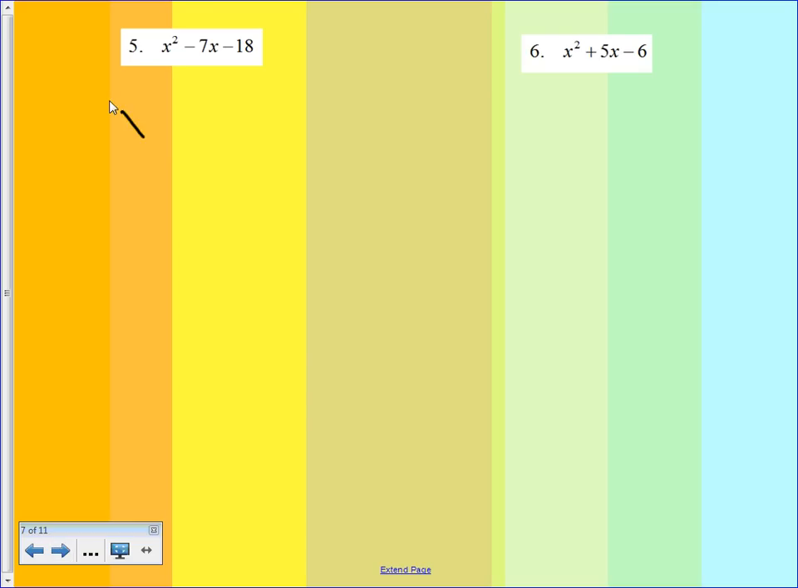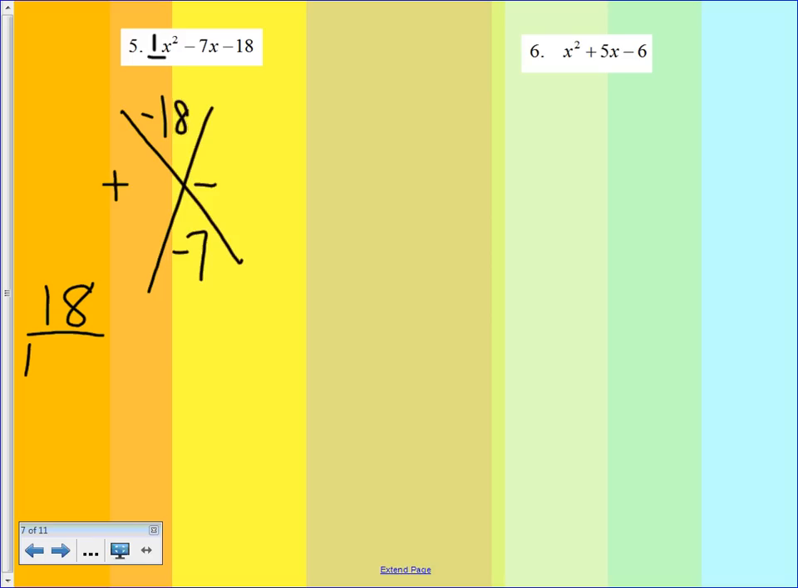So for number 5, we set up our x. Notice that our a is equal to 1, so this process is going to work. 1 times a negative 18 is negative 18, and then our sum is negative 7. So because we have a negative product, we're going to have a positive factor and a negative factor. So let's take a look at 18. We have 1, negative 18, negative 1, positive 18, 2, negative 9, negative 2, 9.